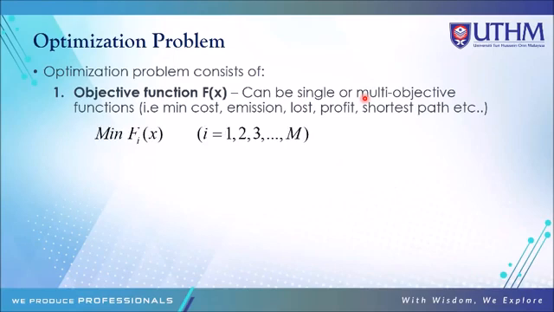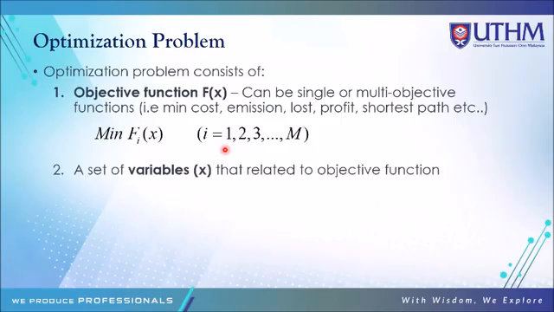Okay, we have to clearly define it. So mathematically, we can write in this form. We try to minimize this objective function. This objective function can be a single objective or a combination of several objectives. And then number two, we have to know what the variables related to the objective function are. Let's say you try to minimize the cost of the system. What is the variable that influences the cost of the system? For example, let's say power output. Power output of the generator can influence the cost of the generator. That power output can be our variable.